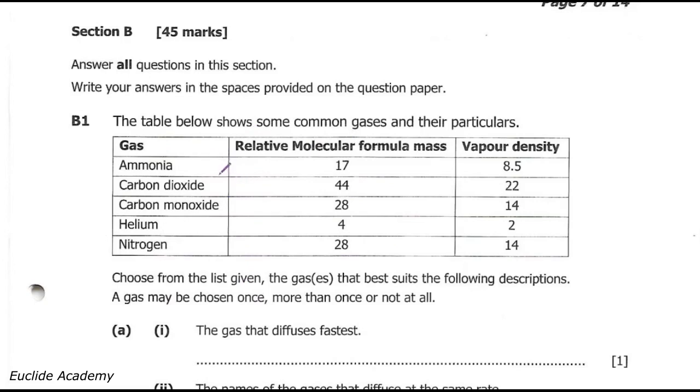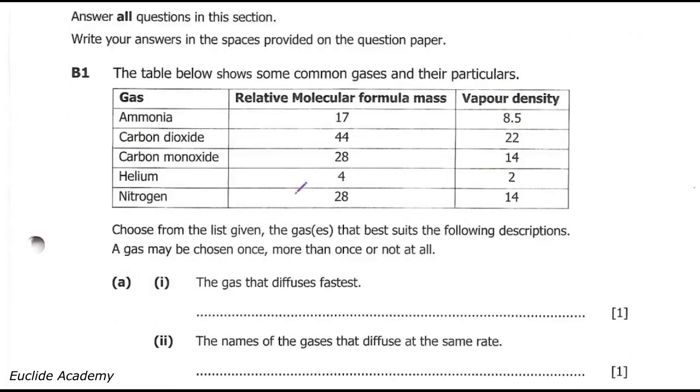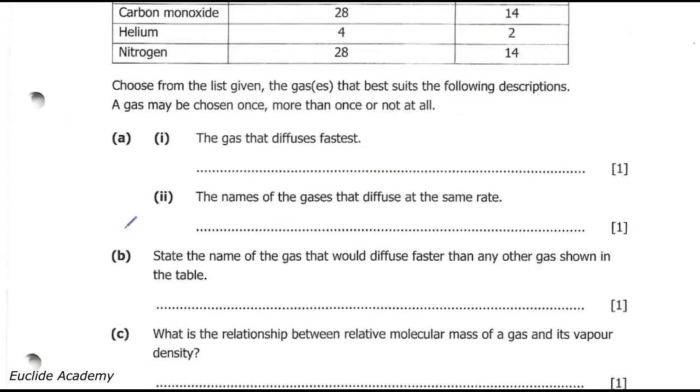So we have been given some gases here, and their relative molecular formula mass and the vapor density. For ammonia, the relative molecular formula mass was 17, then the vapor density was 8.1, carbon dioxide 44, 22, and so on and so forth. And the questions were A, B, C, and D. Those are the questions we had.